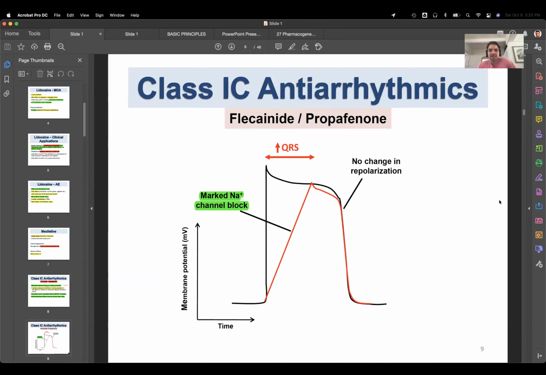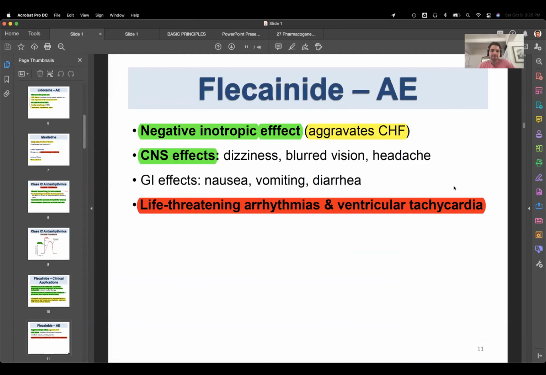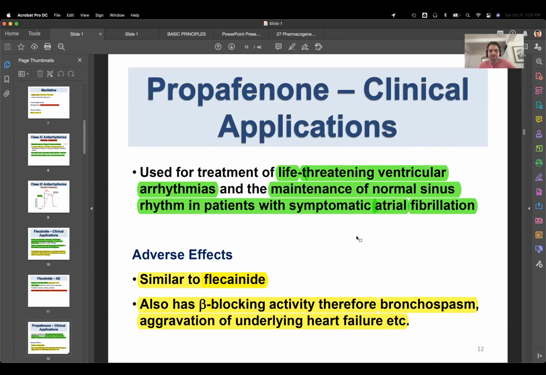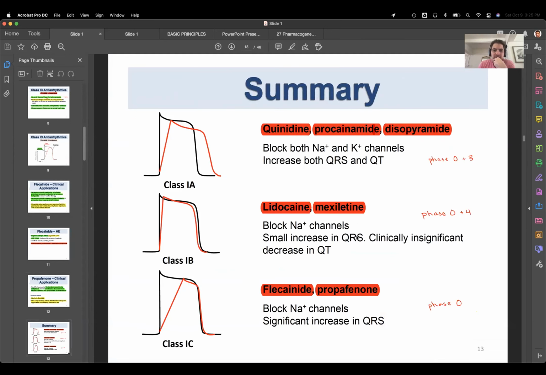Then we have our class 1C. Now look at this. What if they said we want a drug that will prolong the QRS significantly, but not change the QT? Then you could use the 1C drugs. Again, ventricular arrhythmias, but this could be used for either, so take that with a grain of salt.